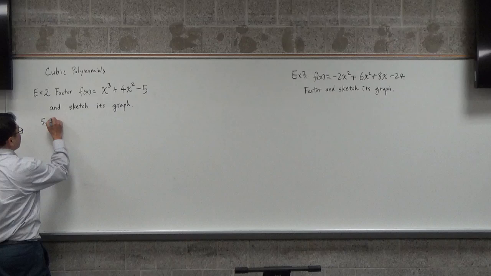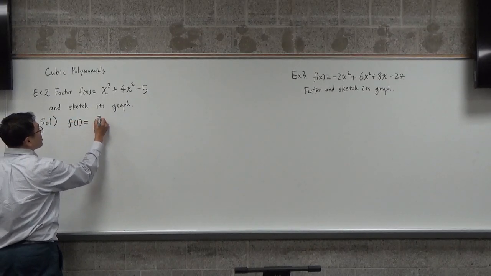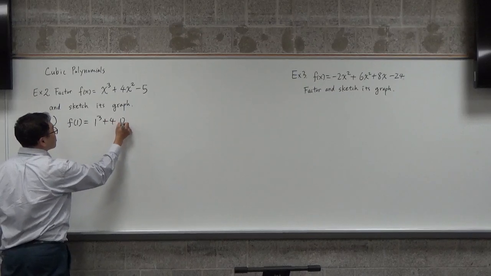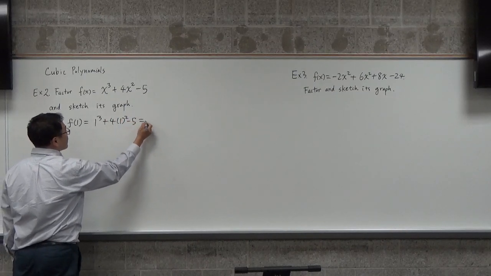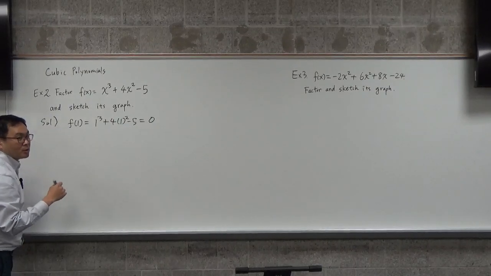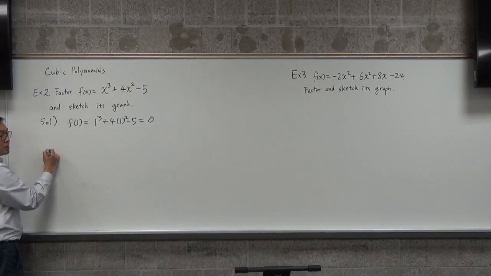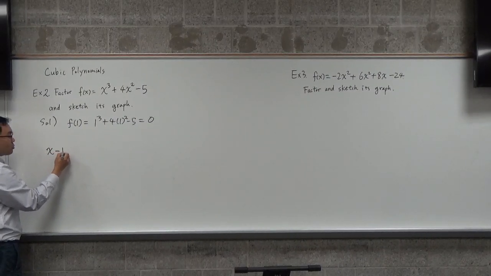All right, solution. If you plug in 1, you see that this is 1 cubed plus 4 times 1 squared minus 5. That's just 0 because it's 1 plus 4 minus 5 equals 0. Now the factor theorem says, therefore, what's a factor? X minus 1 is a factor.